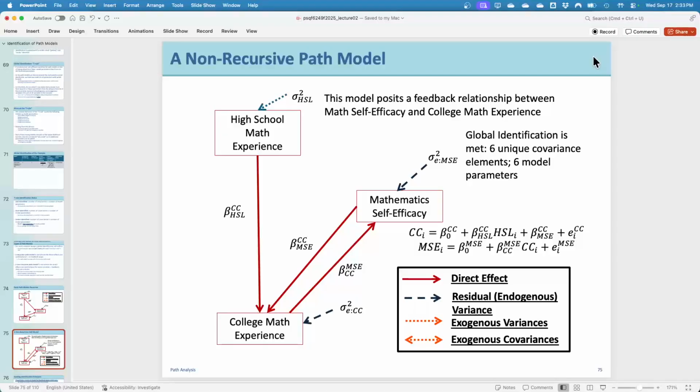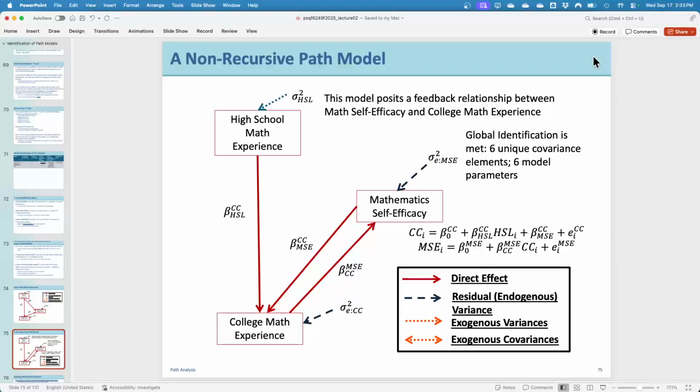This right here, conceptually, think of it this way. This model is saying the more college math experience you have, the better your self-efficacy is. And the better your self-efficacy is, the more college math experience you have. But the data we're going to collect for this, if it's like what we have here, it's cross-sectional. It's one snapshot. So how could you disentangle that process from one snapshot? Because all you have is one measure of college math for a person and one measure of math self-efficacy for a person.